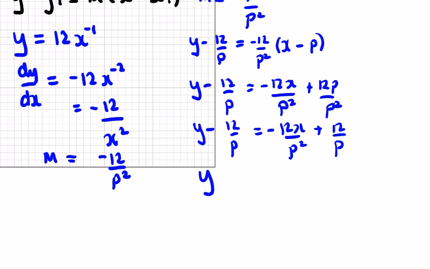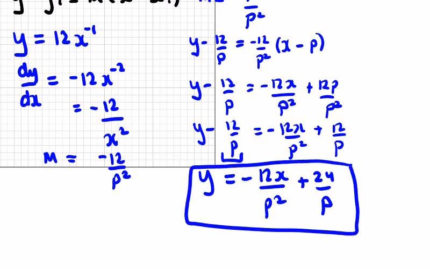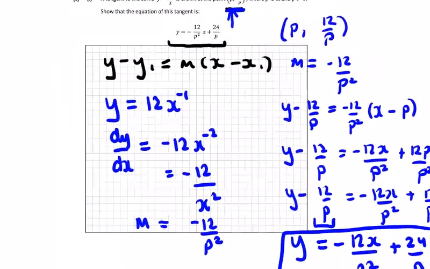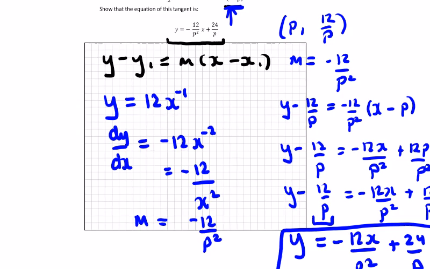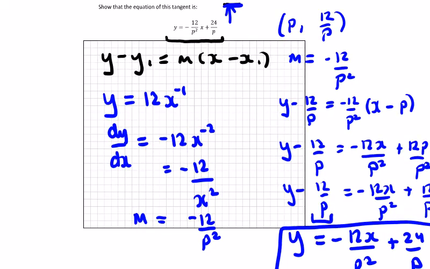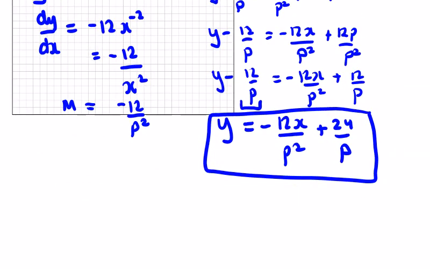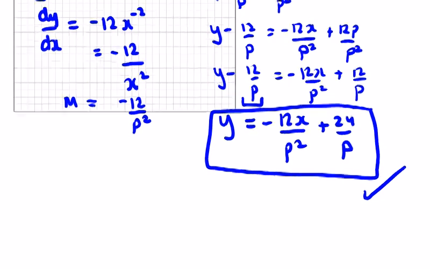And we have 12 over p twice. So if I bring this one across, we're going to get y is equal to minus 12x over p squared plus 12 over p plus 12 over p is 24 over p. So that's what we've gotten. And then you go back and you pray that it's the same thing. y is equal to minus 12x over p squared plus 24 over p. Happy days, we've gotten it right.